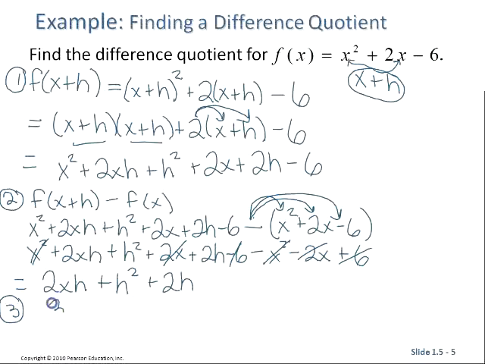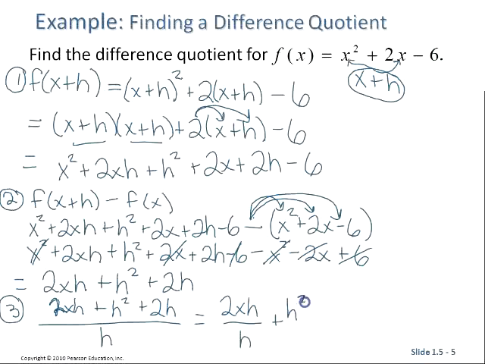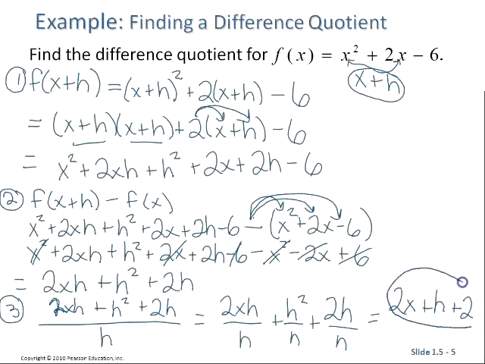Now my third step is to take that answer, my 2xh plus h squared plus 2h, and divide it by h. You should end up with an h in each term. So you can divide each term individually by h, or you could factor the h out. But either way, you end up here with 2x plus h plus 2. And that is your difference quotient.